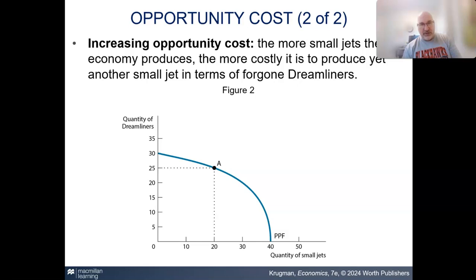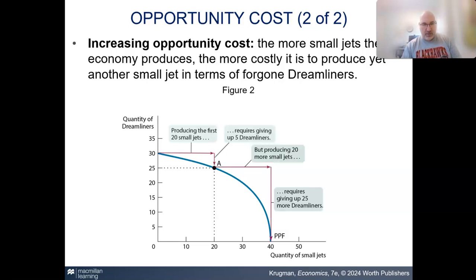This is because of the law of increasing opportunity cost. The law of increasing opportunity cost basically says that as you go from one good to the other, you're going to have to keep giving up more of the last good to get more of the next good. The more small jets the economy produces, the more costly it is to produce yet another small jet, in terms of Dreamliners. So you're going to have to give up more Dreamliners to get more small jets. It's basically the problem.